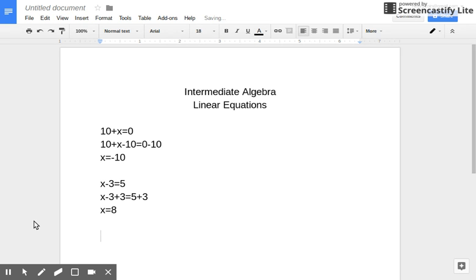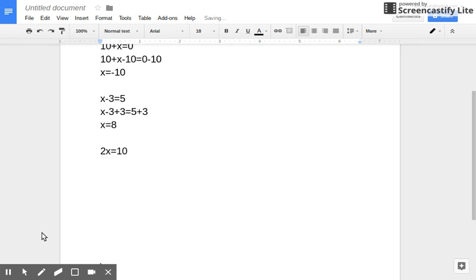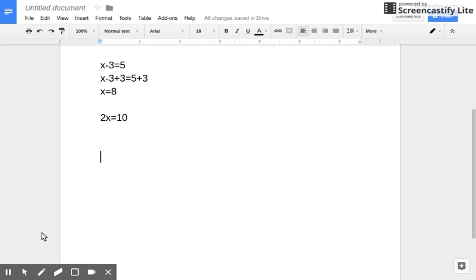Okay, let's look at a little bit different one here. All right, what if we had this? 2x is equal to 10. So we want a number, right, that we multiply by 2 and gives us 10. Okay. Let me actually move this up a little bit.